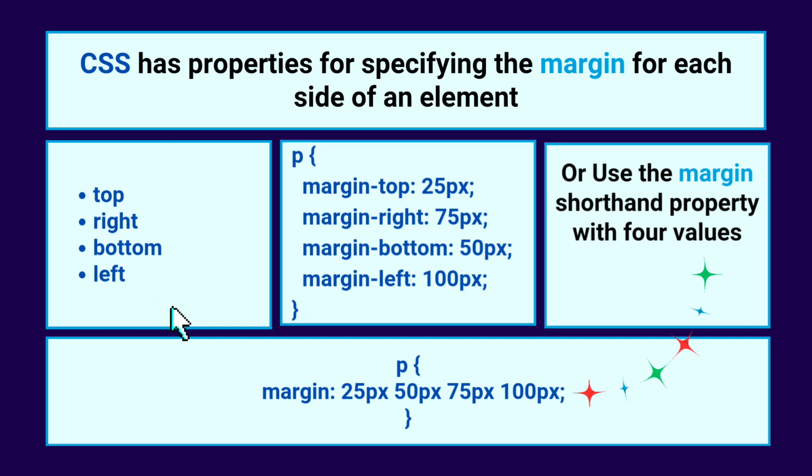Each side can have its own margin for taking spaces, like this P element in the example, or we can use just one margin and set all the sides in one row as picture below, top, right, bottom and left.